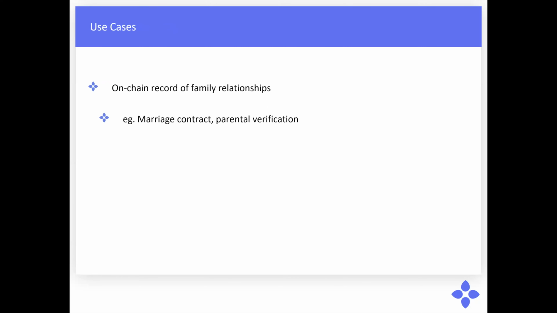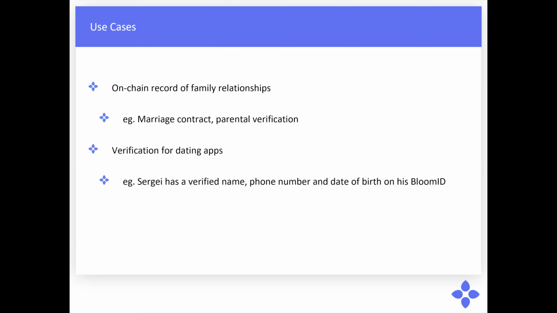Beyond finance, you could do all sorts of things. We actually had strong feedback from the community that they like family relationships being stored on blockchain, so that's something we could do. You could have a verification for dating apps. So it could just say something like, this imaginary person named Sergey has a verified name, verified phone number, verified date of birth.